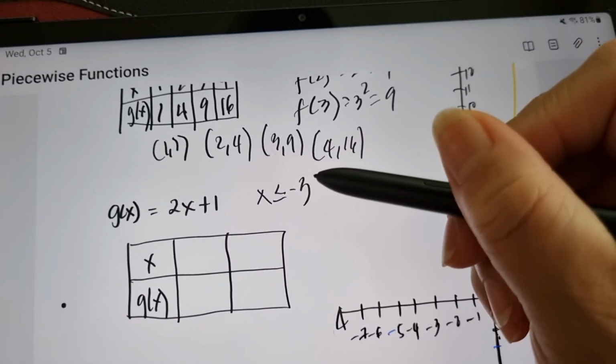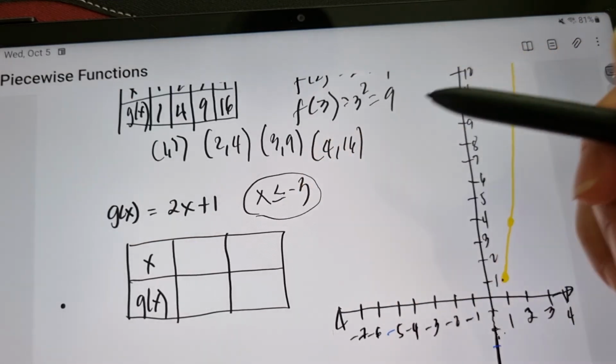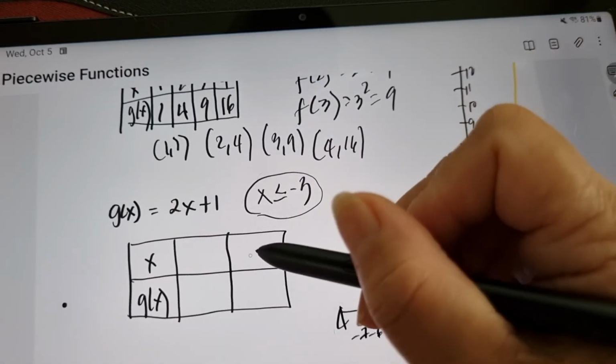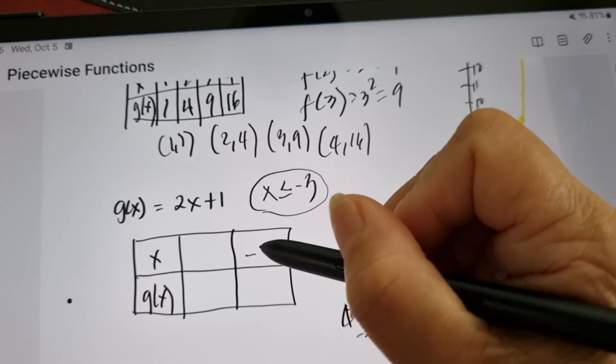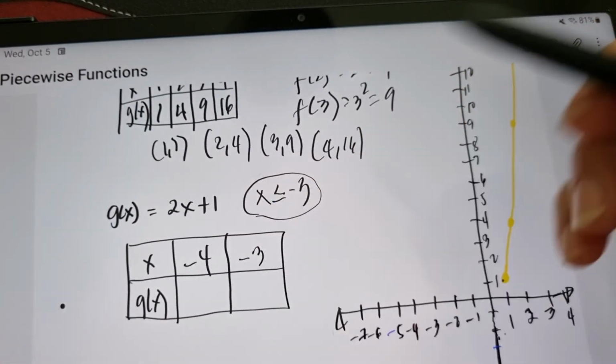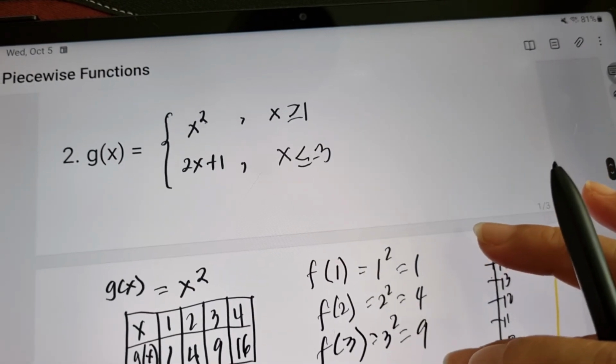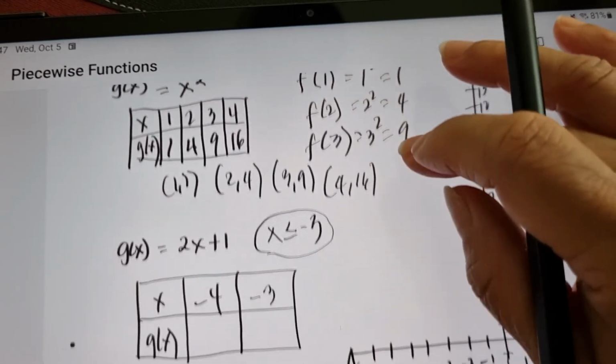So, ano ba yung mga numbers na less than or equal to negative 3. Negative 3 ay kasama siya. Okay? Now, let's try negative 4. Or negative 5. Something like that. So, again, less than or equal to negative 3.